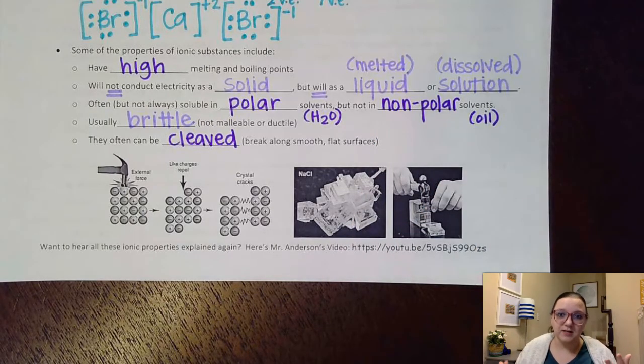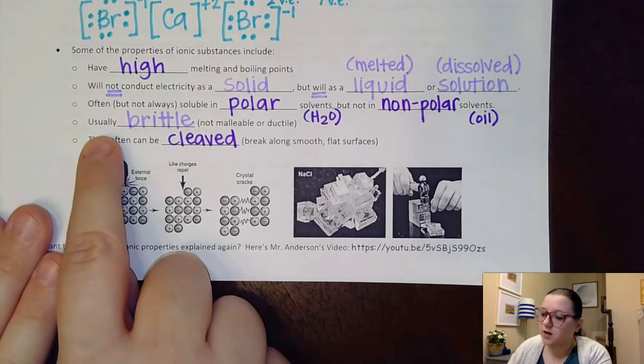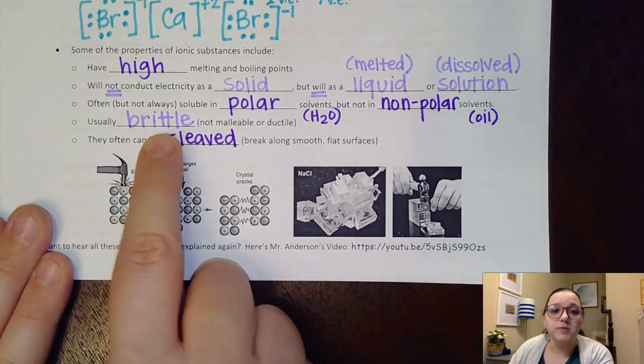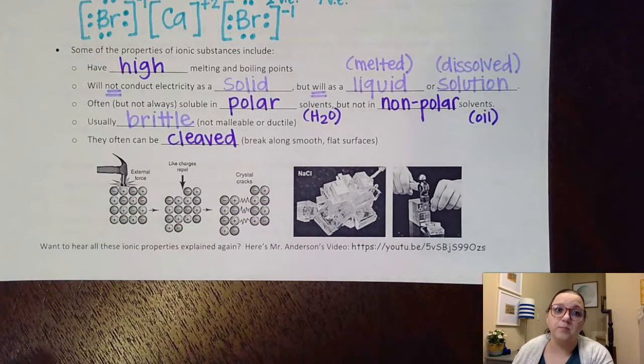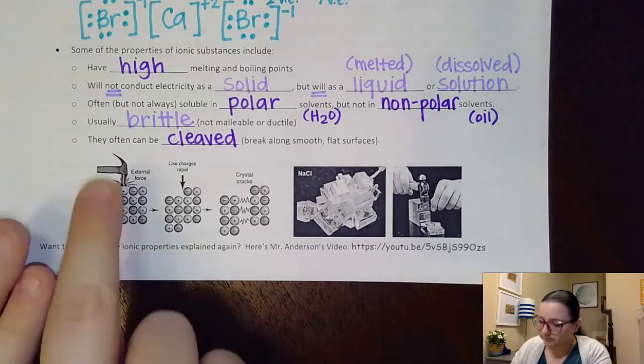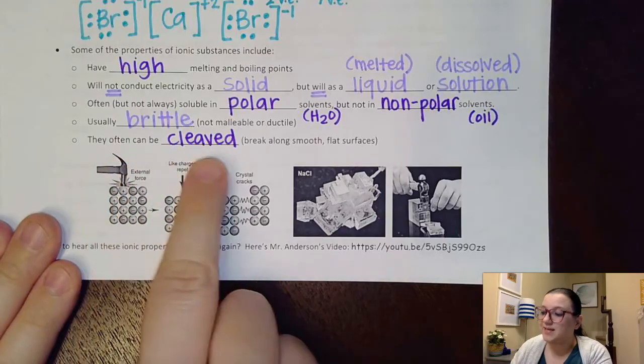It might be suspended in there, but it won't have officially dissolved. Also, ionic compounds tend to be brittle, which means they are not malleable or ductile. If I break them, they'll just crumble into pieces versus being all bendy and flexible. They can also often be cleaved.